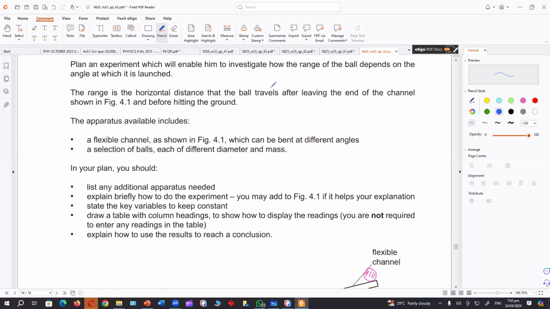In your plan, you should list any additional apparatus needed. Explain briefly how to do the experiment. You may add to the figure if it helps your explanation. State the key variables to control. Draw a table with column headings. How the range of the ball depends on the angle at which it is launched.